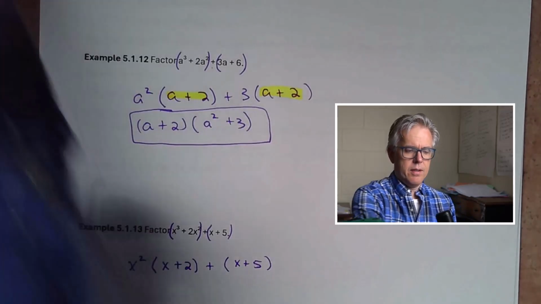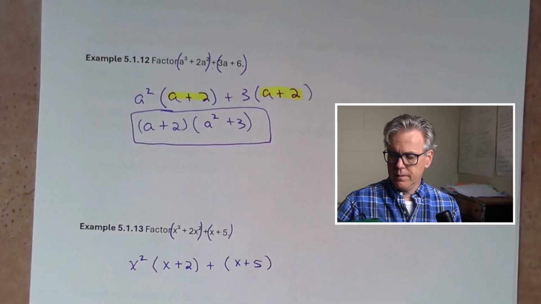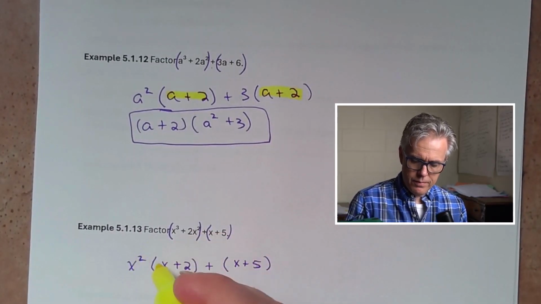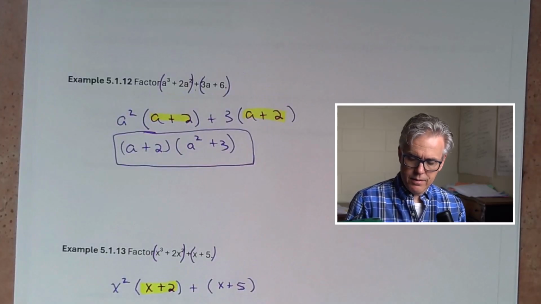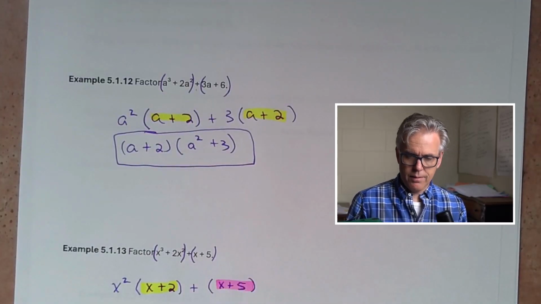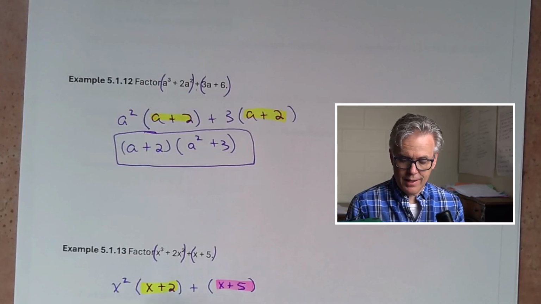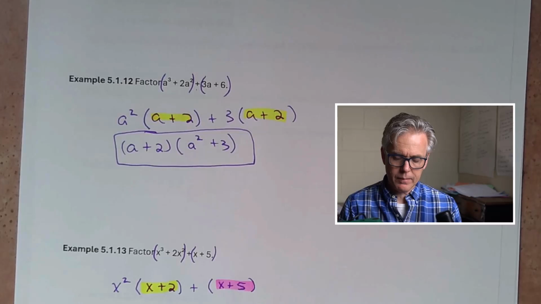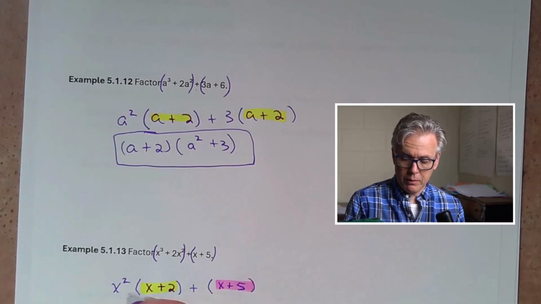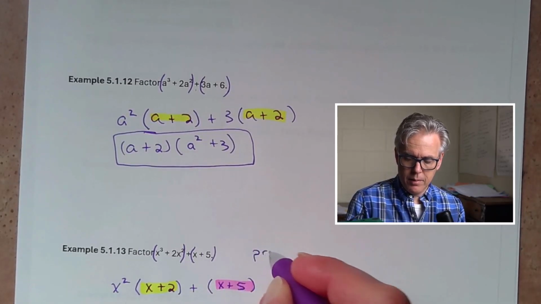And what do we notice here? Well, I have an x plus 2, and then I have an x plus 5. Those are different. Those are not the same factor, so I can't factor that out. So this one cannot be factored in this way. So this one, remember, we can't factor it. We call it prime.